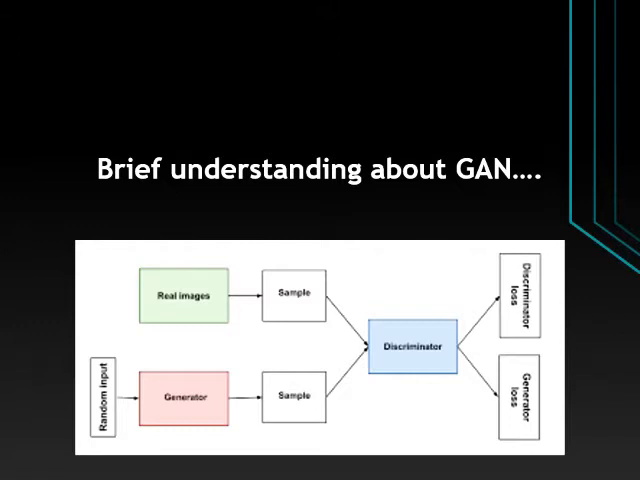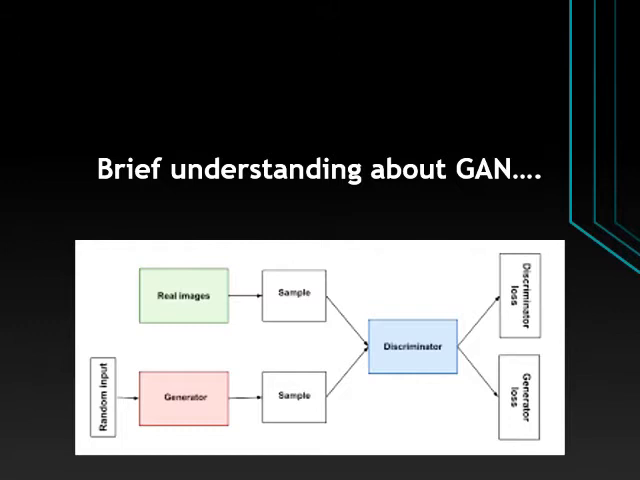It was developed by Goodfellow in 2014. GANs are basically made up of a system of two competing neural network models which compete with each other. GAN is divided into three parts: first one generative, adversarial, and the last one is network.